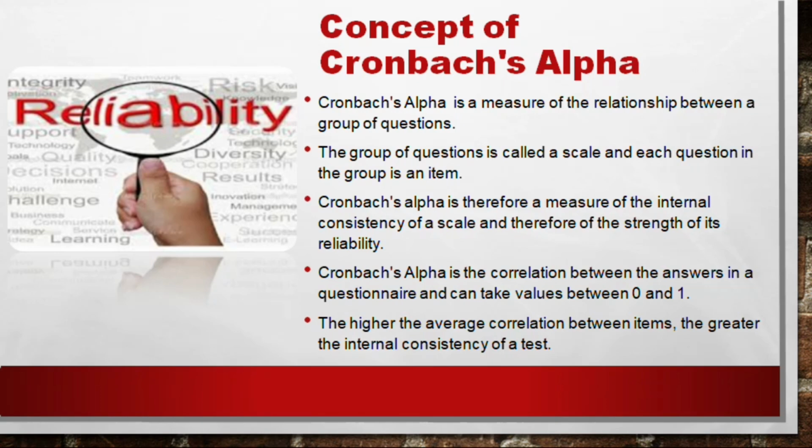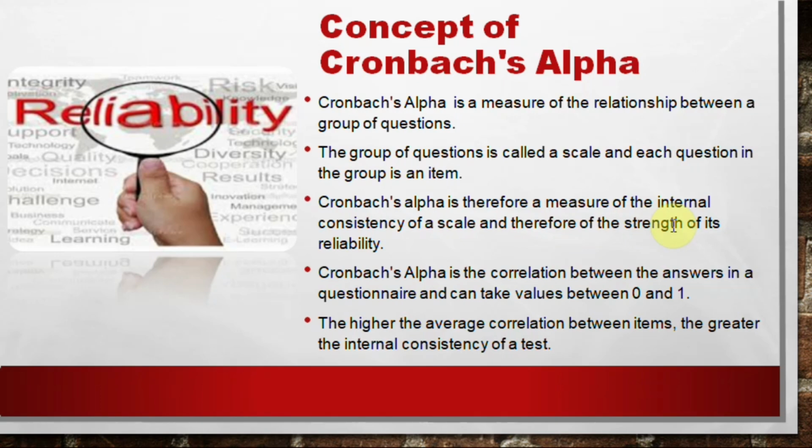So Cronbach's Alpha is a measure of the internal consistency of a scale. A scale is a group of questions put together. Each of those questions is called an item. Okay? Each question is an item. A group of questions, items put together, becomes a scale. So this alpha measures the internal consistency of a scale. The strength of the reliability is what it measures.